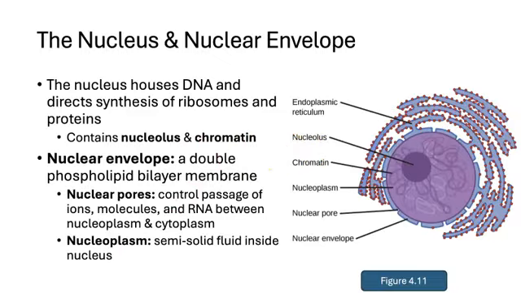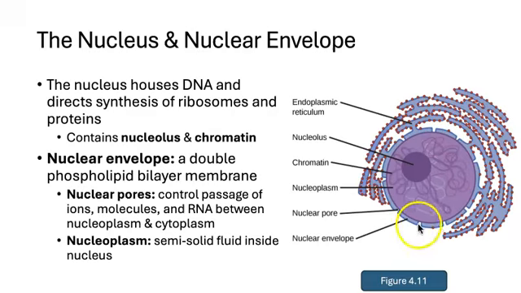Okay, let's talk about the nucleus and the nuclear envelope. As we mentioned before, the nucleus is going to house our DNA and directs synthesis of ribosomes and protein. So within the nucleus, we are going to see that it contains the nucleolus as well as chromatin, which you can see is the spaghetti-like strands here. We also have our nuclear envelope, and that's on the outside here. And this is going to be a double phospholipid bilayer membrane. Think of it as a special plasma membrane, but just for the nucleus itself.